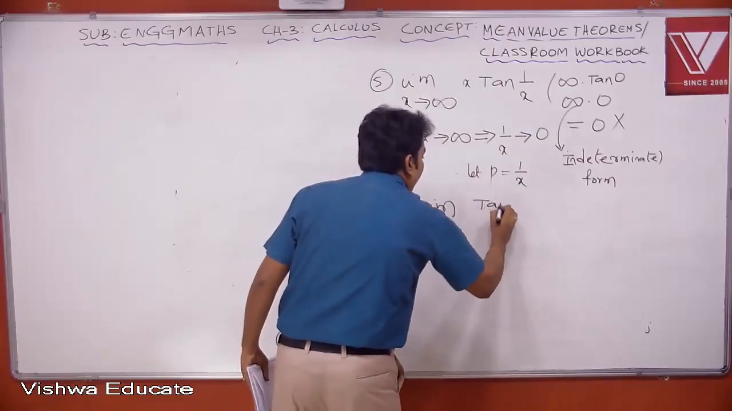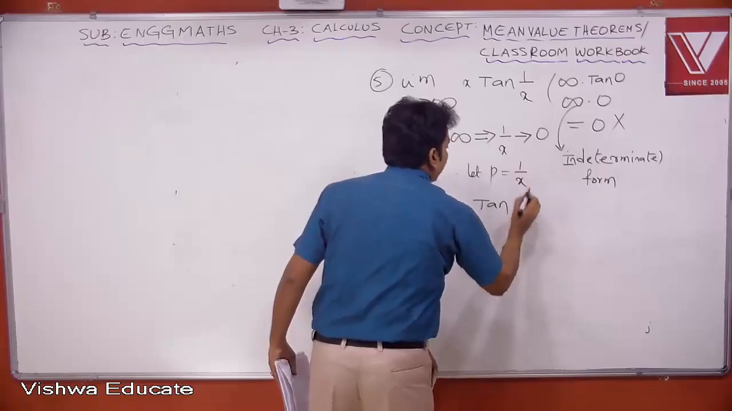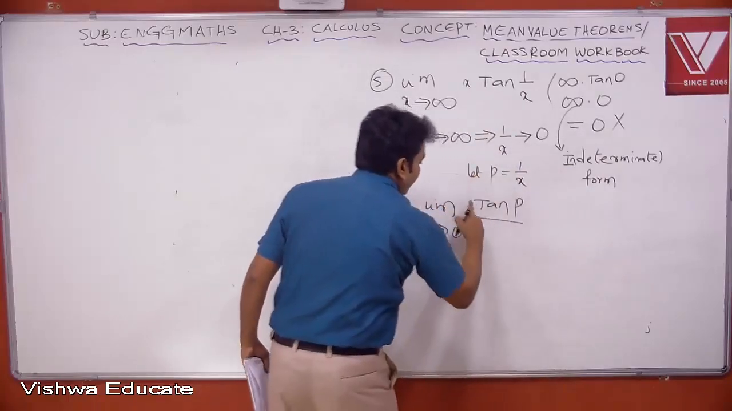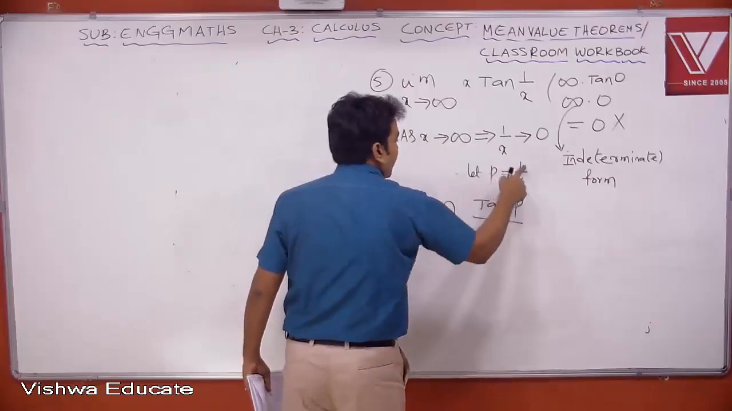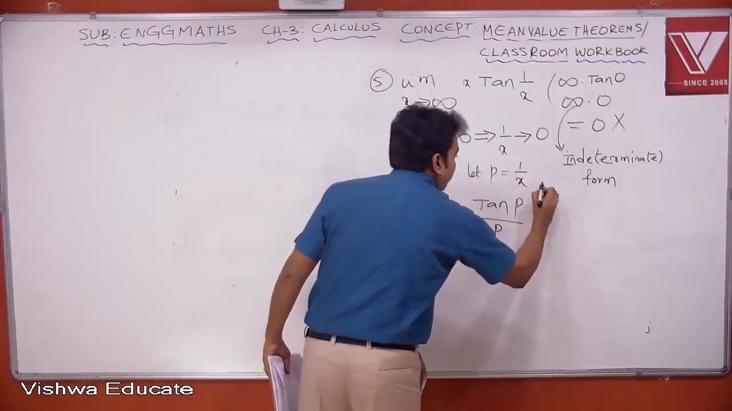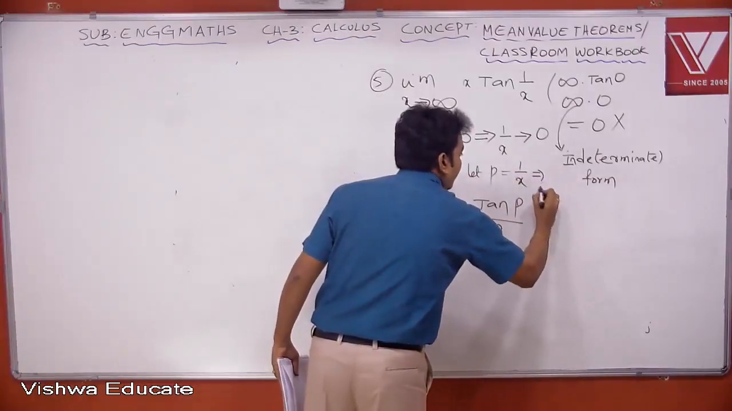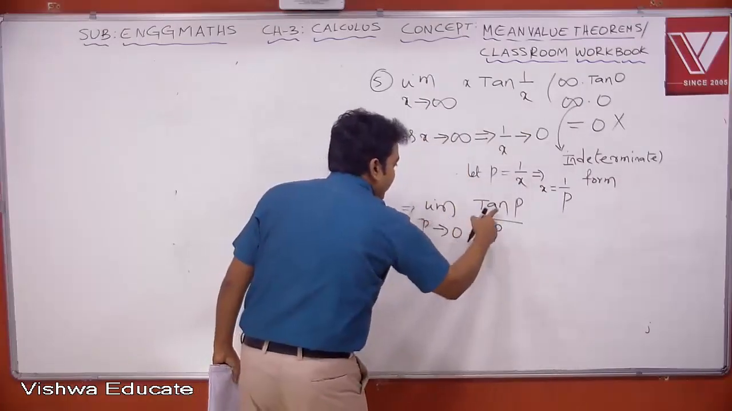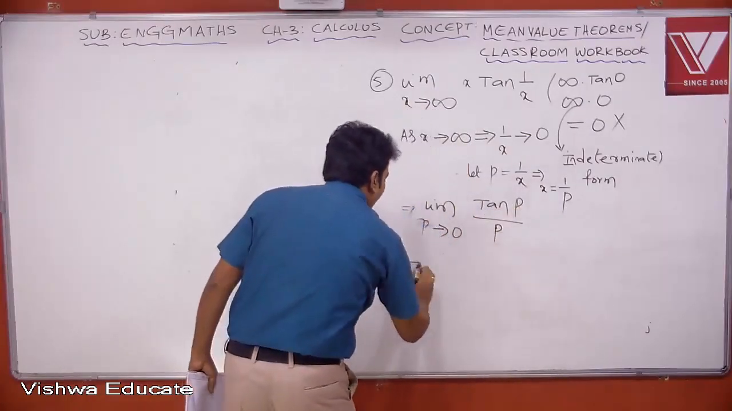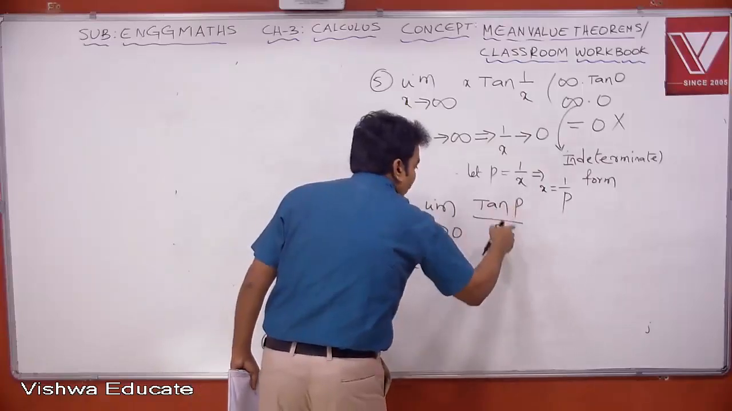This is tan of 1 by x, which is p. The numerator x I can write as 1 by p, because when p is 1 by x, x is 1 by p. So this is in the form limit p tends to 0 of tan p by p. Now replace p by 0: 0 by 0 form.